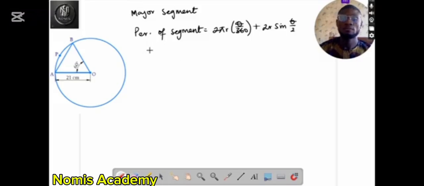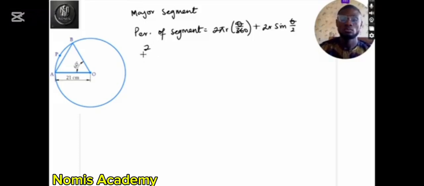So let us put in the value of our parameters. 2 over 1 multiplied by 22 over 7 multiplied by 21 over 1 multiplied by theta. What is theta here? Remember that we are dealing with the major segment here, and the minor segment has taken 60 degrees, meaning that the major segment will take about 300 degrees.